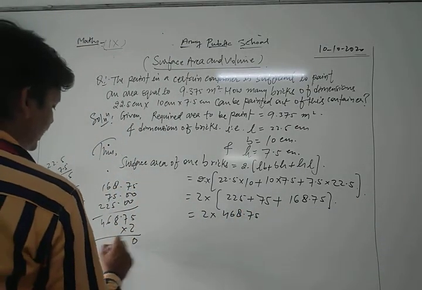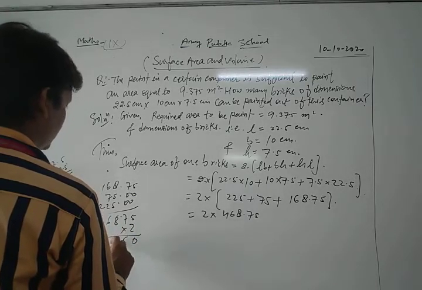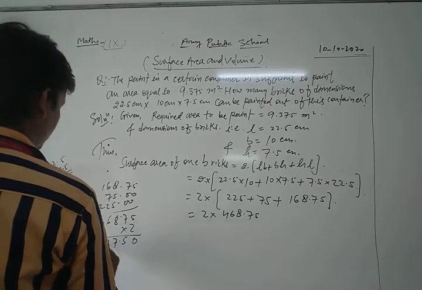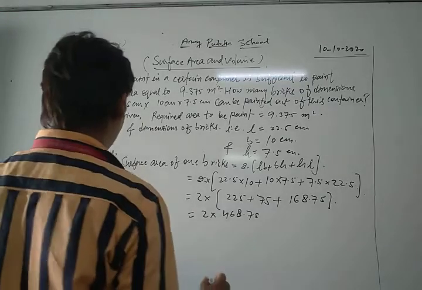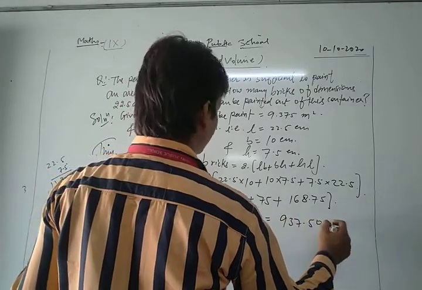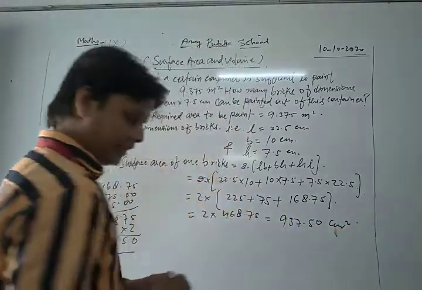2 5s are 10. Carry 1. Yes, what do we get? We get 937.50 centimeter square. Let's see.